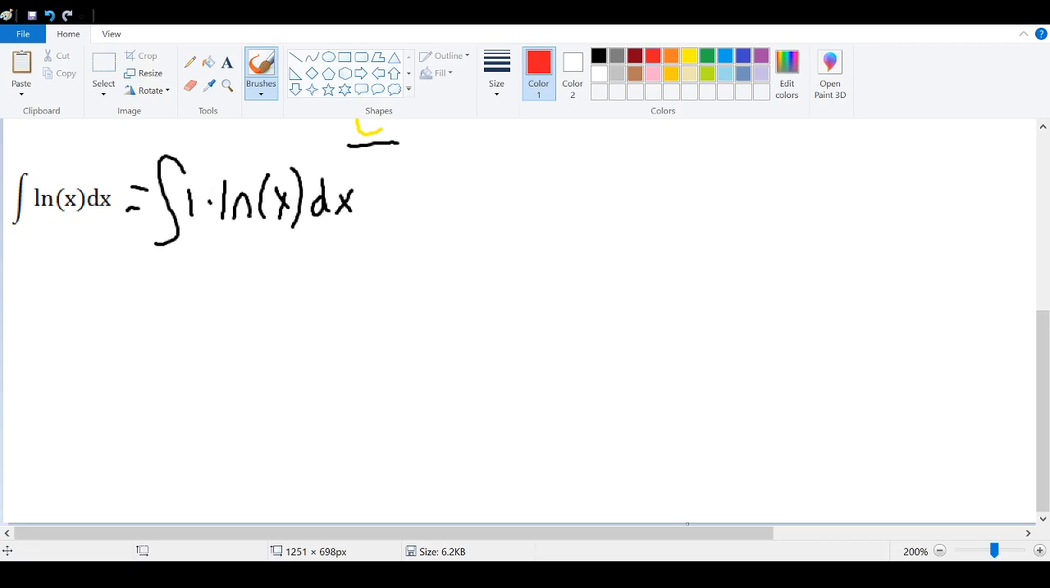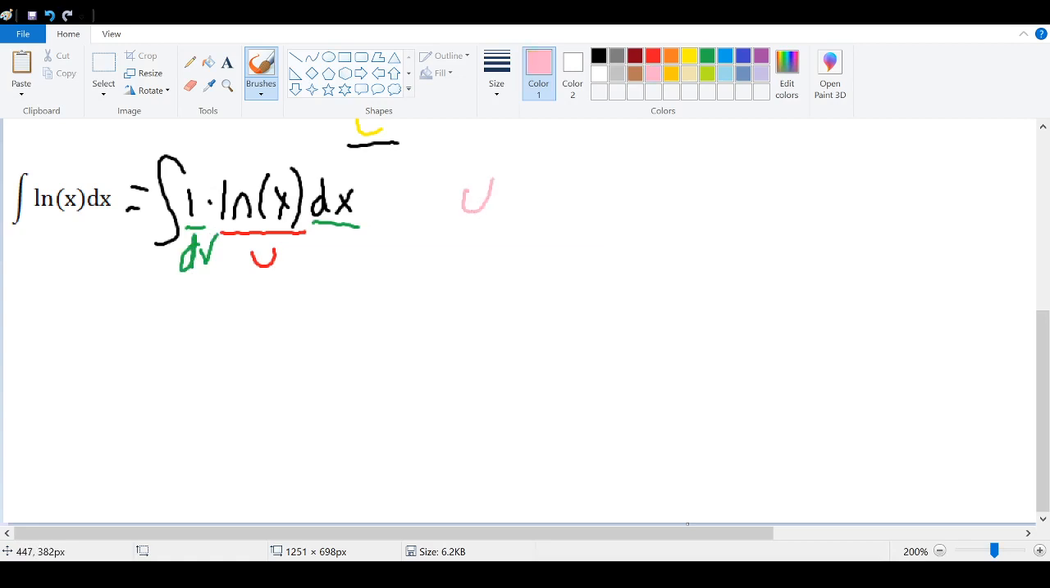Remember, u we want to be something that could be easily differentiable. And it turns out both of these functions are easily differentiable. Remember, the derivative of the natural log of x is 1 over x. So we could make either of these our u or dv, but I'm going to make the natural log of x equal to u. So this is going to be our u, and then therefore this 1 dx, that's the dv. All right, and so let's write everything out.